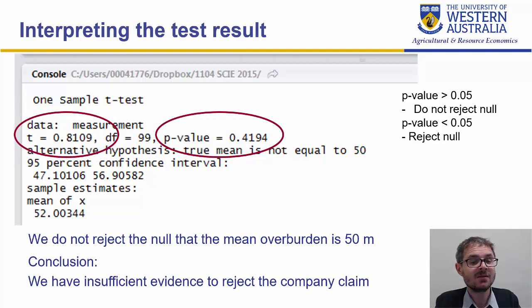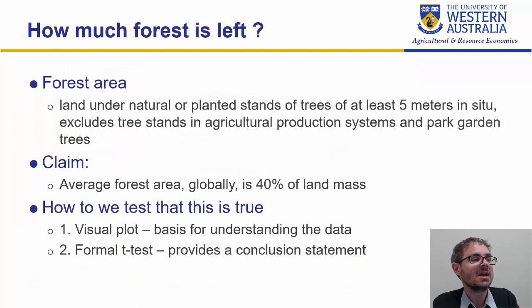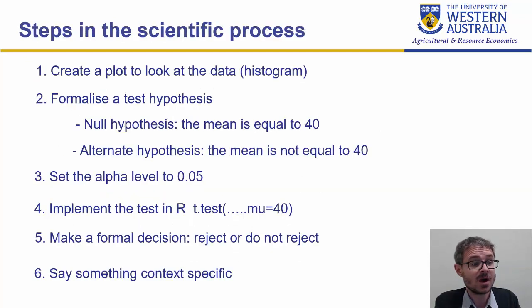All right, and then Marit gave you an example where she was looking at the area of forest. So, some definition of forest. We wanted to have some understanding of this. We want to test a claim, a specific claim. So we're testing against a known value. So we need this single sample t-test. Same steps that we've seen before. We're going to create a plot, specify a null. We specify the null in words here: the mean is equal to 40. The alternate: the mean is not equal to 40. Implement the test just like we know, make a decision, and then say something about it.